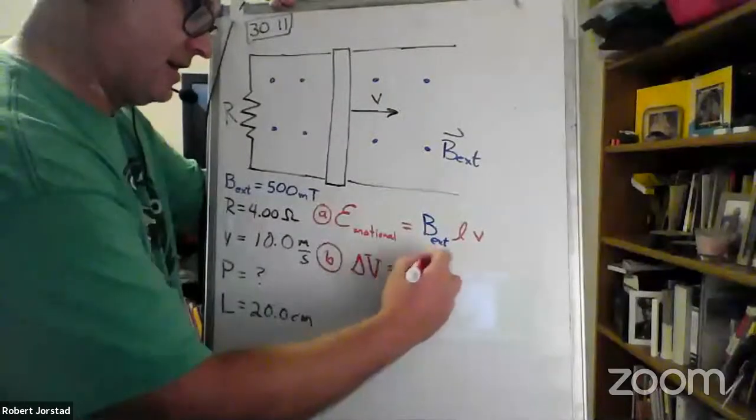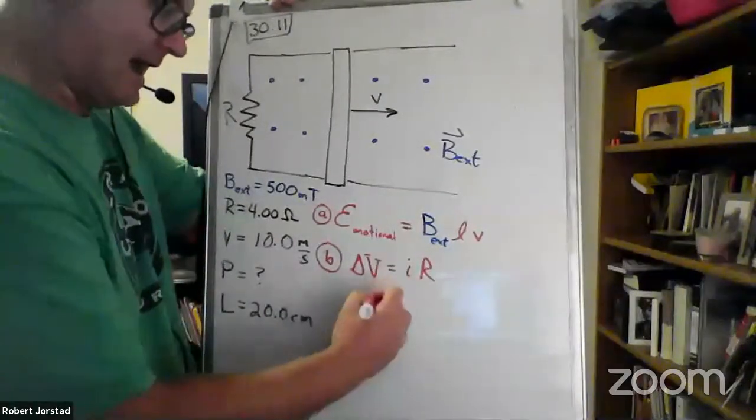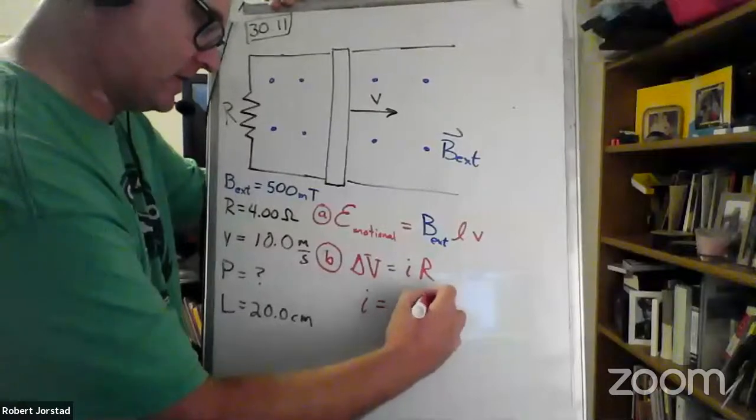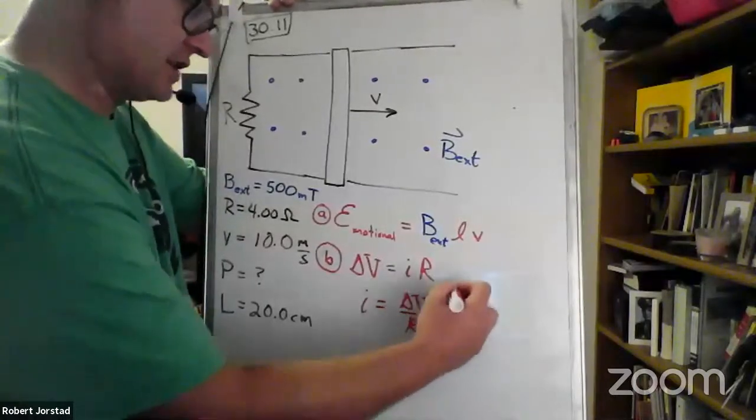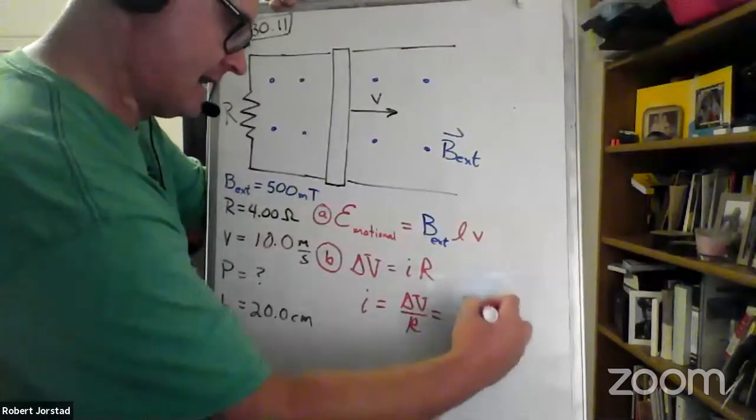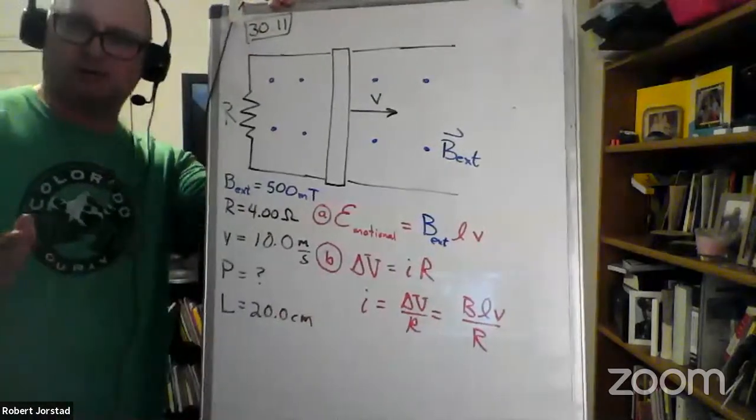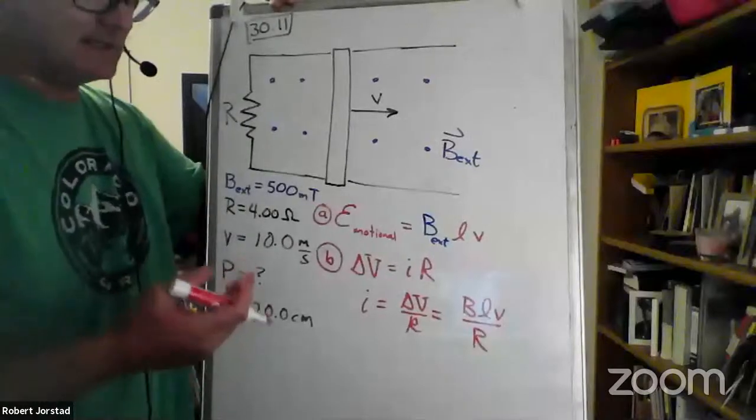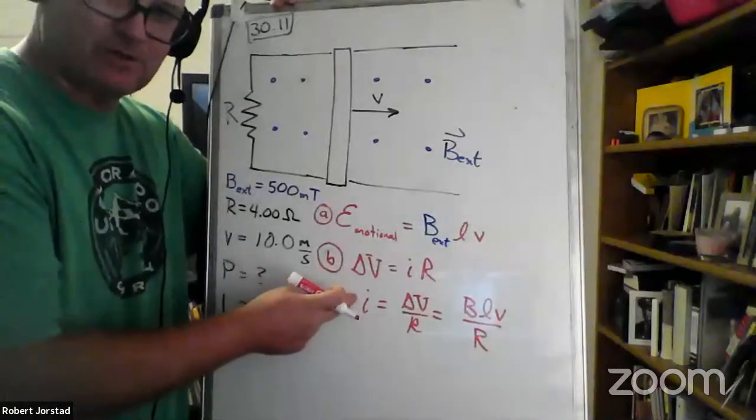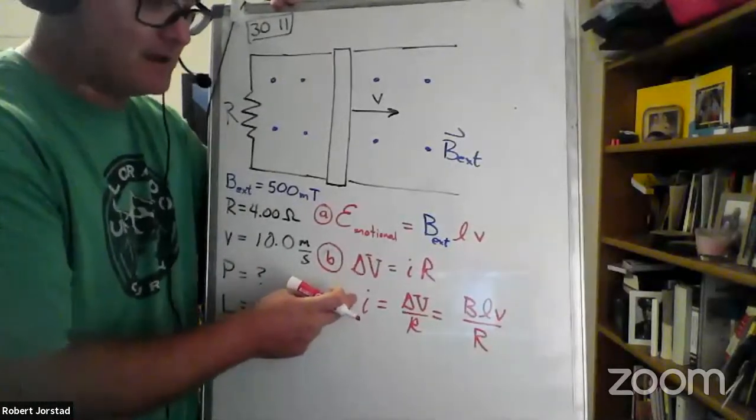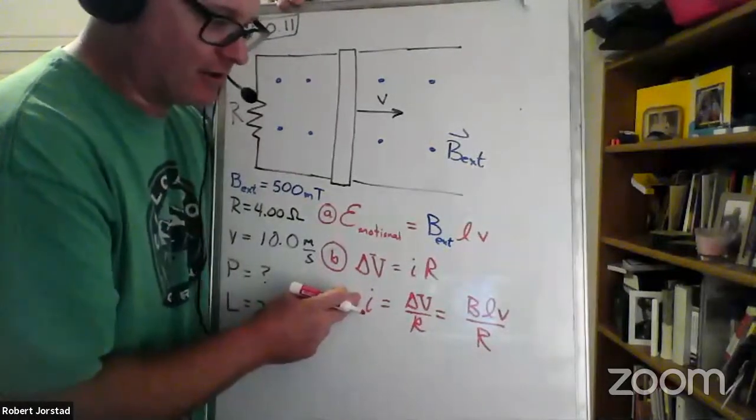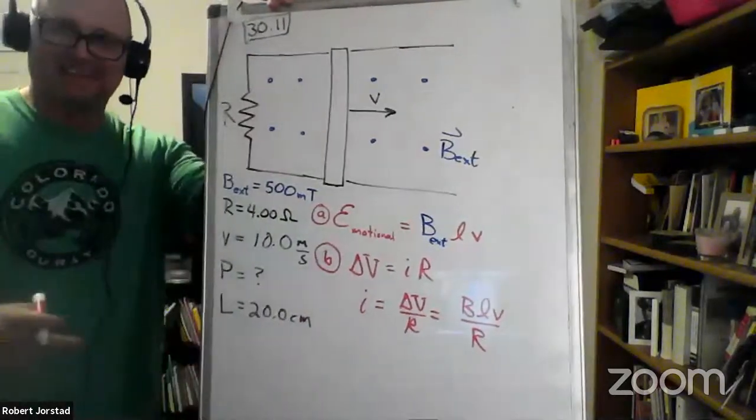He meant delta V equals IR. Well, I is equal to delta V over R, which is just B L V divided by the resistance. Cool. So now we have an idea of how much current is going to run here. And I bet the next question is which direction that current flows, right? What do you think?